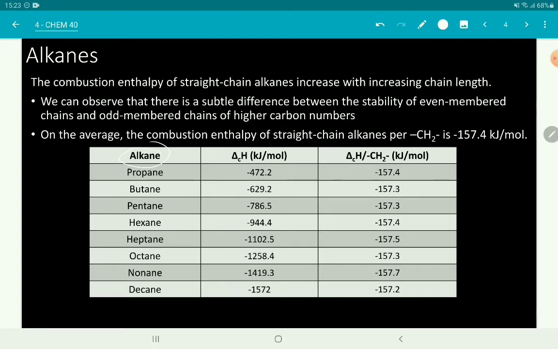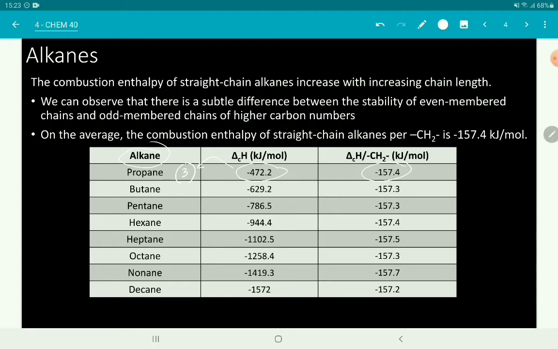So, for example, propane has a combustion enthalpy of negative 472.2. Propane has 3 carbons. Therefore, per carbon, ang combustion enthalpy ay negative 157.4. Just divide negative 472.2 by 3. Yun yung ginagawa nila, para ma-compare yung mga combustion enthalpies per carbon.